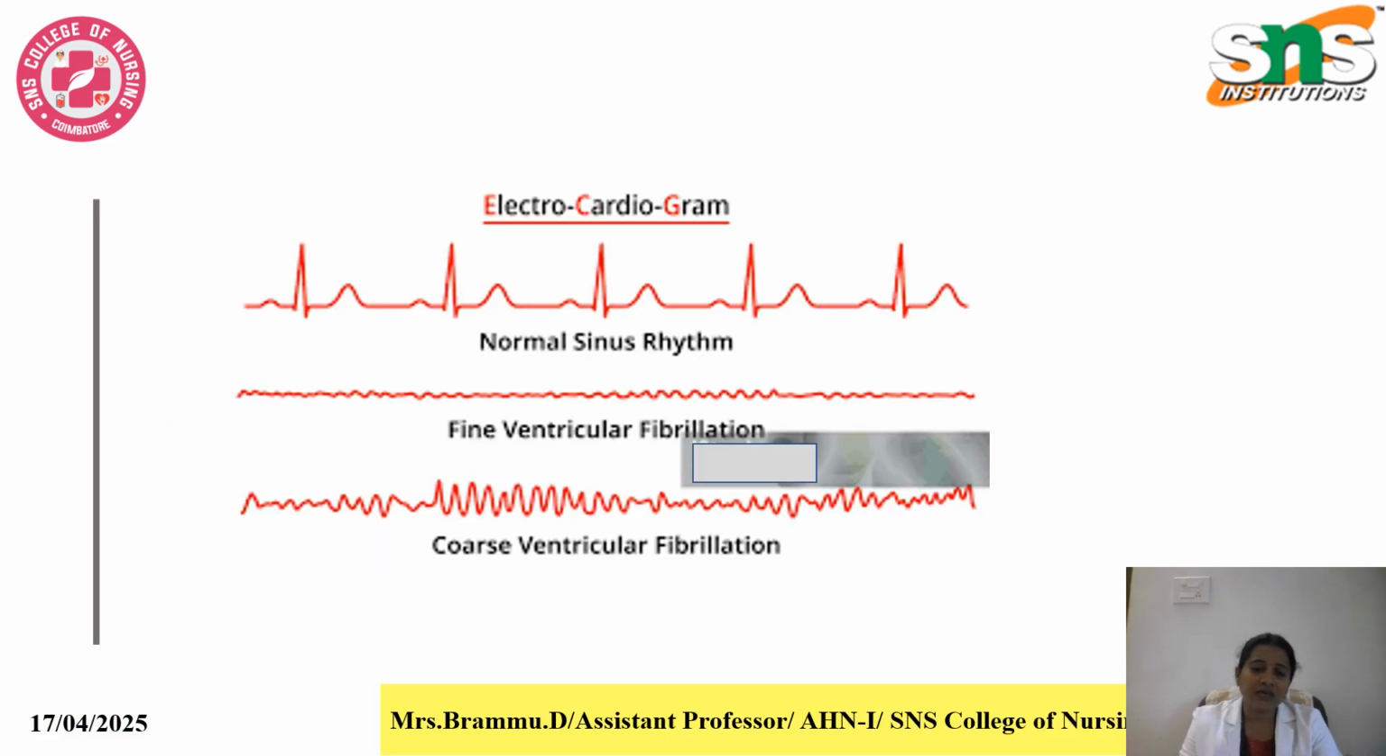As we saw earlier in ventricular tachycardia, you have monomorphic VT as well as polymorphic VT. In the case of ventricular fibrillation also, you have fine ventricular fibrillation and coarse ventricular fibrillation. From the picture itself, you can assess that in fine VFib the QRS complexes are very, very small in nature, and you can't see a P wave. In coarse ventricular fibrillation, some sort of chaotic activity of the ventricle is happening.